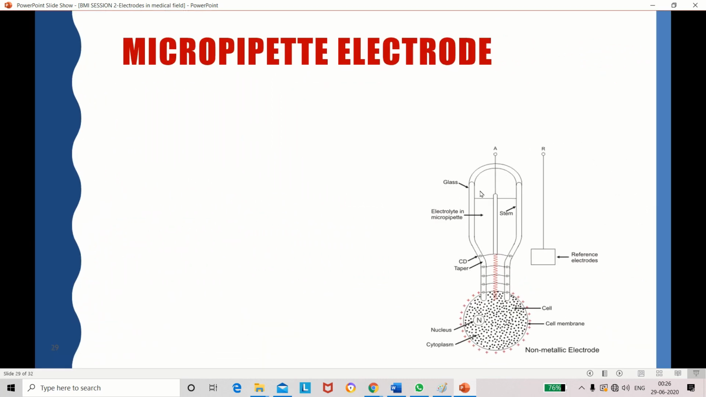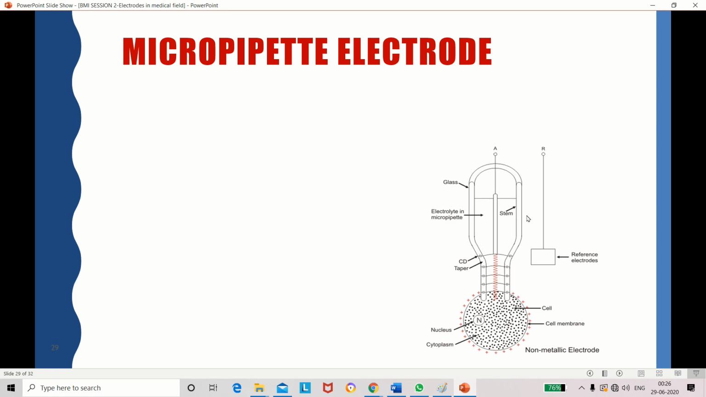Already we had discussed this micropipette electrode. This electrode we are fixing on the cell. You know the structure of the cell. This is the cell. The outer layer is called the cell membrane. Also we have the nucleus, cytoplasm, everything you know. Now we are fixing this micropipette electrode on the cell.